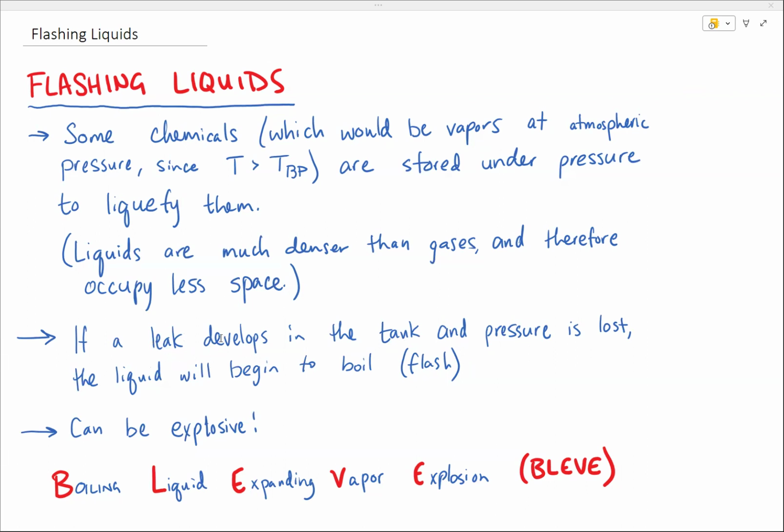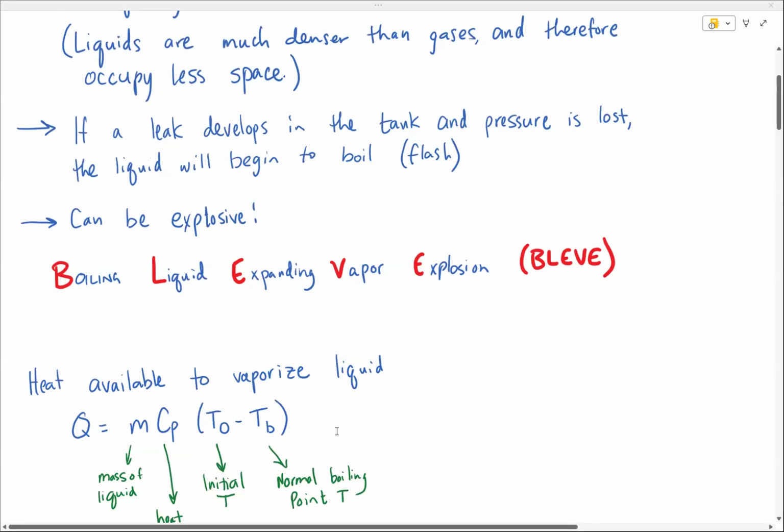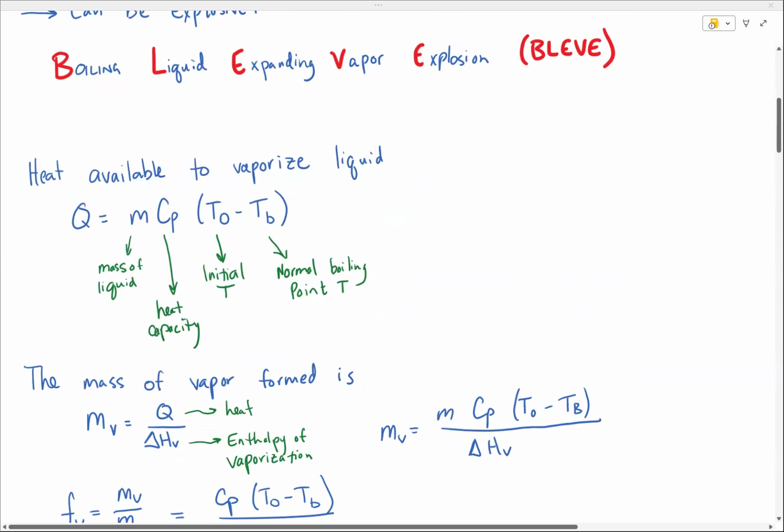So, in the specific case where it's a flammable chemical that's being stored, like propane, for example, or liquefied natural gases, this can be explosive. And in the petrochemical industry and in the chemical industry, this is called a BLEVE. This is an acronym that stands for Boiling Liquid Expanding Vapor Explosion. There's a great video on YouTube that I'll link to down in the description that shows a controlled BLEVE actually occurring, and that'll bring it to life. So go check that out whenever you can. So let's talk about the theory of flashing liquids.